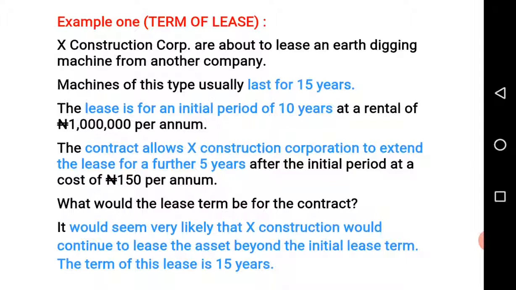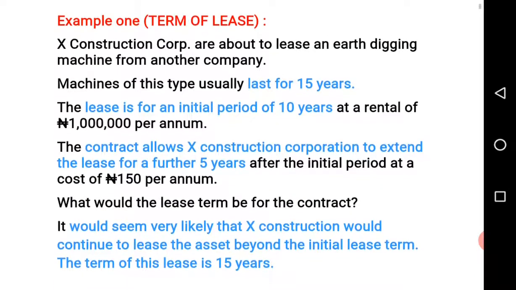Now the machine, according to the question, lasts 15 years. This 15 years given here is the economic life of the asset. The economic life of the asset, from our previous class, is the period in which the asset provides economic benefits to whichever user uses it. The useful life is different from the economic life, as we said before, but we'll be giving an example on that in example 2 later on.